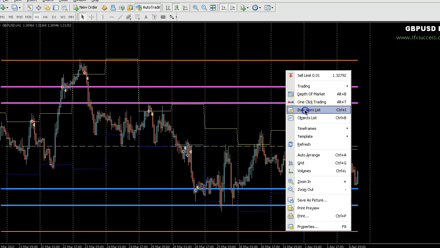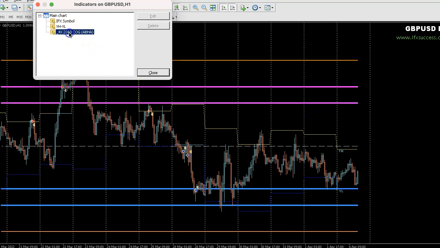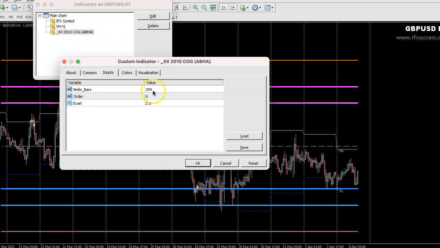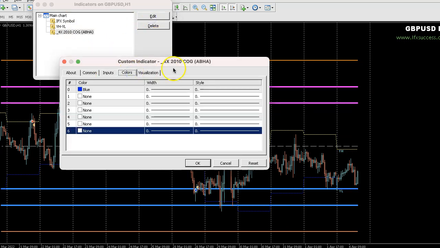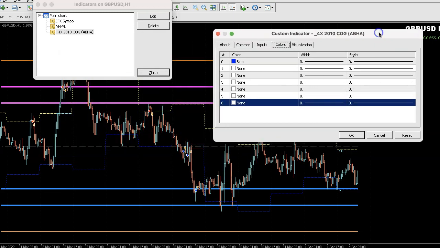I want to go here to indicators. We're going to go to the indicator, go to edit, and then go to colors, and now we have all the different numbers from 0 to 6. We have 7 in here, so there's going to be one that is the middle. I think you see one middle one here that's dotted, so we have 7 different buffers pretty much from 0 to 6. So how are you going to find out which buffer you need to use?